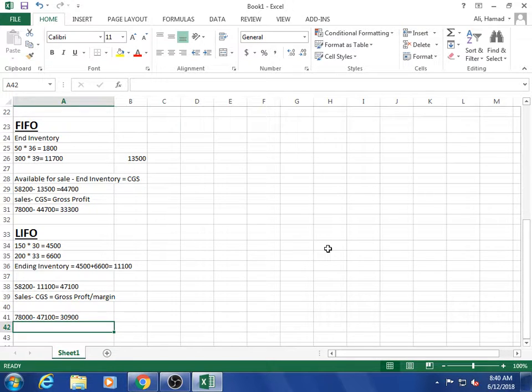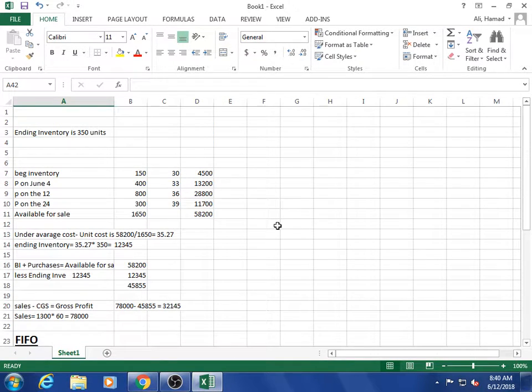All right. So I think this example really gave us a comprehensive review of the cost flow assumptions. Now we need to do retail to cost, or cost to retail inventory, and the gross profit method. So to do that, we're going to go to question E8A on page 292.